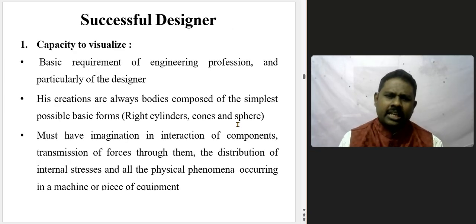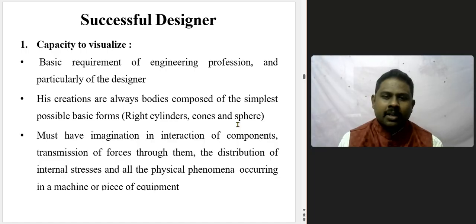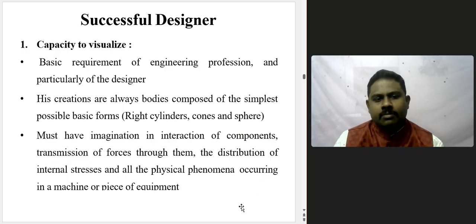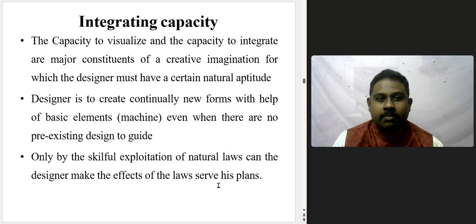So we can see all the things individually. The basic requirement of the engineering profession is a designer. His creations should always be simple, with right cylinders, cones and spheres. And at the most, he must have imagination in the interaction of components, transmission of forces, how the phenomenon is happening, and all the basic physics and maths are very important for him.